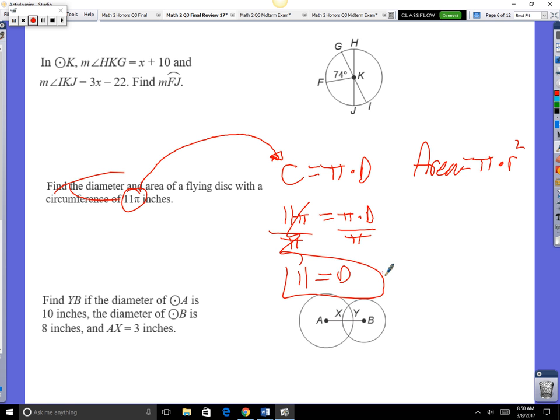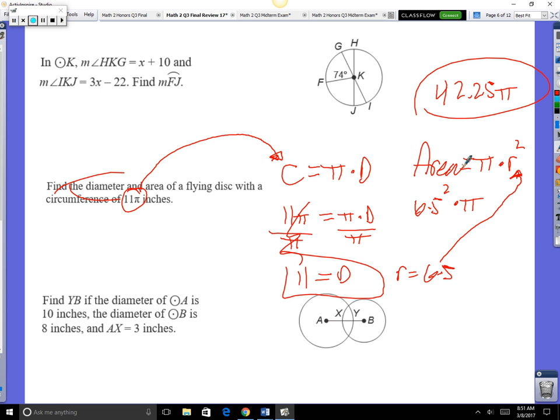And if your diameter is 11, that means the radius is 5.5. So the area is going to be 5.5 squared times pi. So if you do 5.5 squared, you are going to get 30.25 pi is the area.